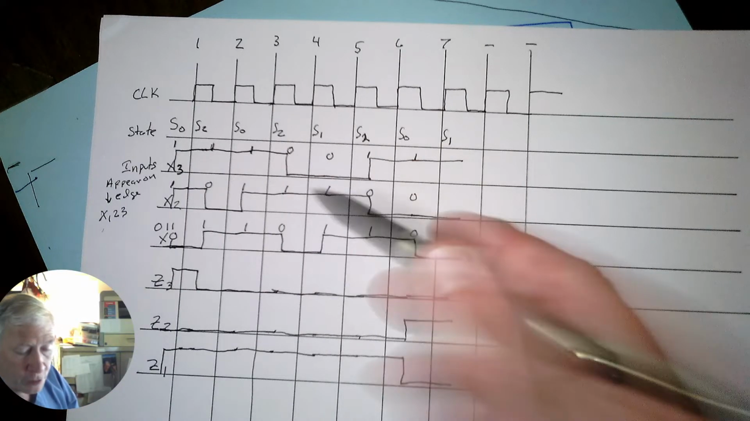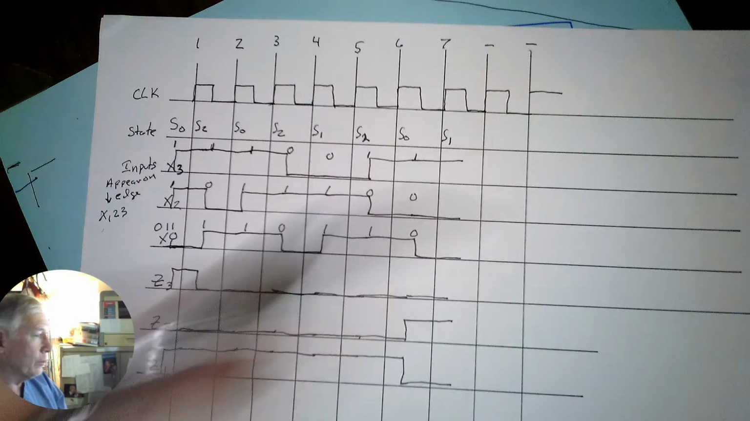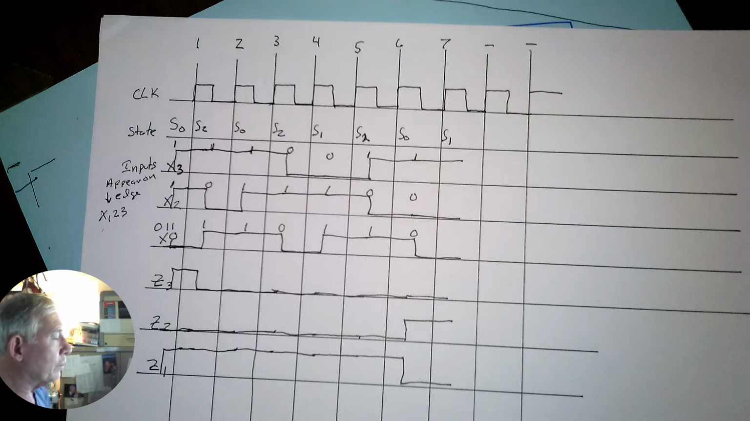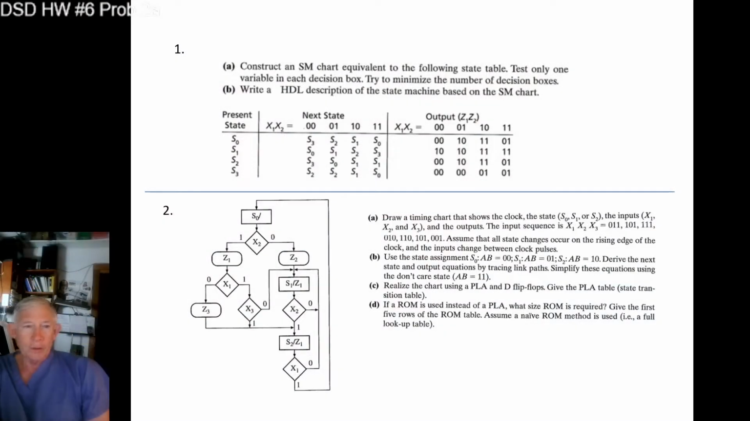We just continue to follow this analysis like we've been doing. So that's how we would solve this problem. It's pretty straightforward. That's how we would solve the problem, and that's part A.